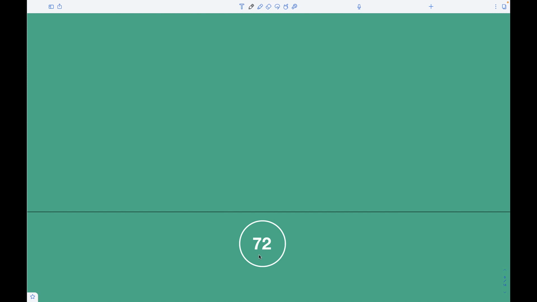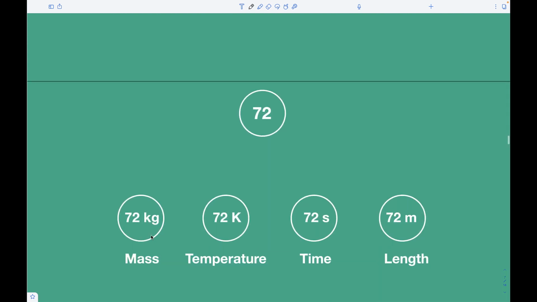What physical quantity does this number represent? No, it does not represent any physical quantity, it is just a number. But when you add the unit kilogram next to this number, we understand that it represents the physical quantity mass. We understand that this represents temperature because of this K, and this time because of this S, and so on.